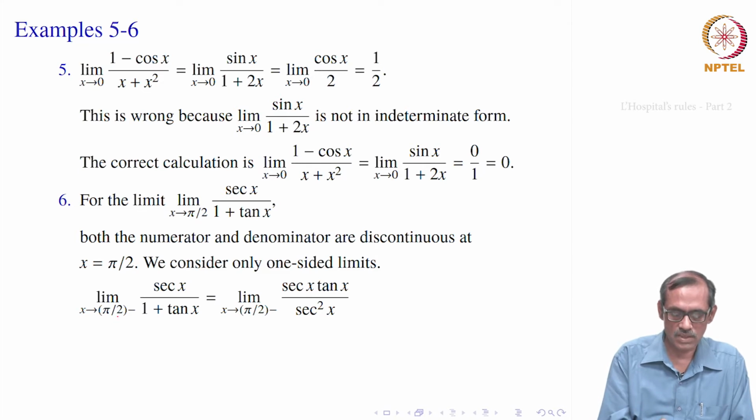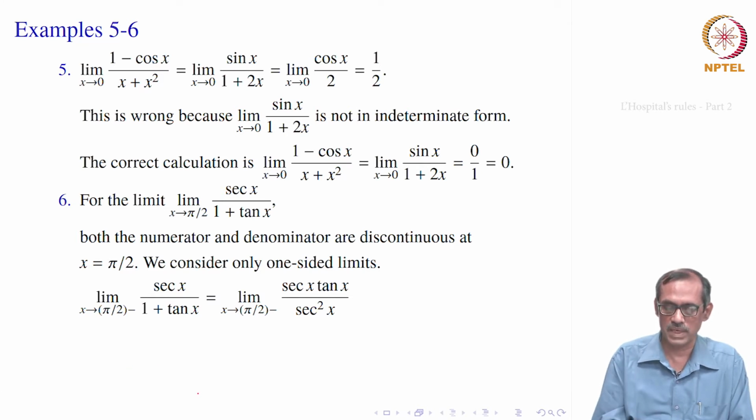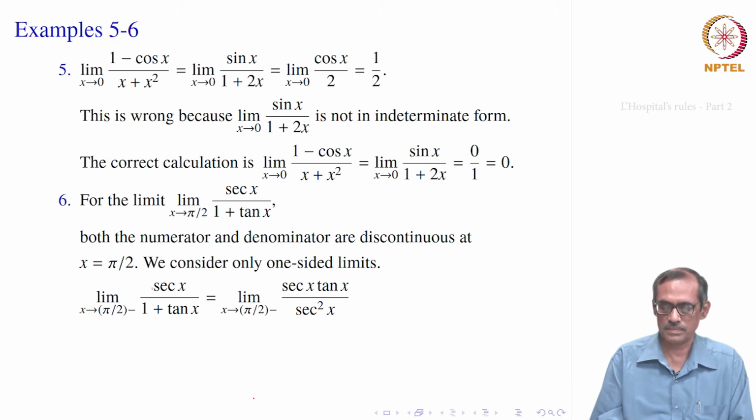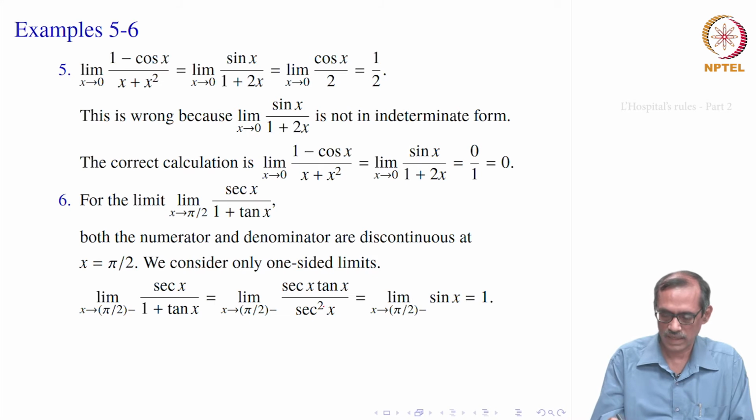Now, when x is smaller than pi by 2 but near pi by 2, we have secant x by 1 plus tan x, which is in infinity by infinity form. We apply L'Hopital's rule. The derivative of secant x gives sec x into tan x, and the derivative of 1 plus tan x gives 0 plus secant square x. So, it is this limit. Now, what happens? Again when it goes to pi by 2, it is in infinity by infinity form, but at least one sec x we can cancel here, right. So, one secant x is cancelled.